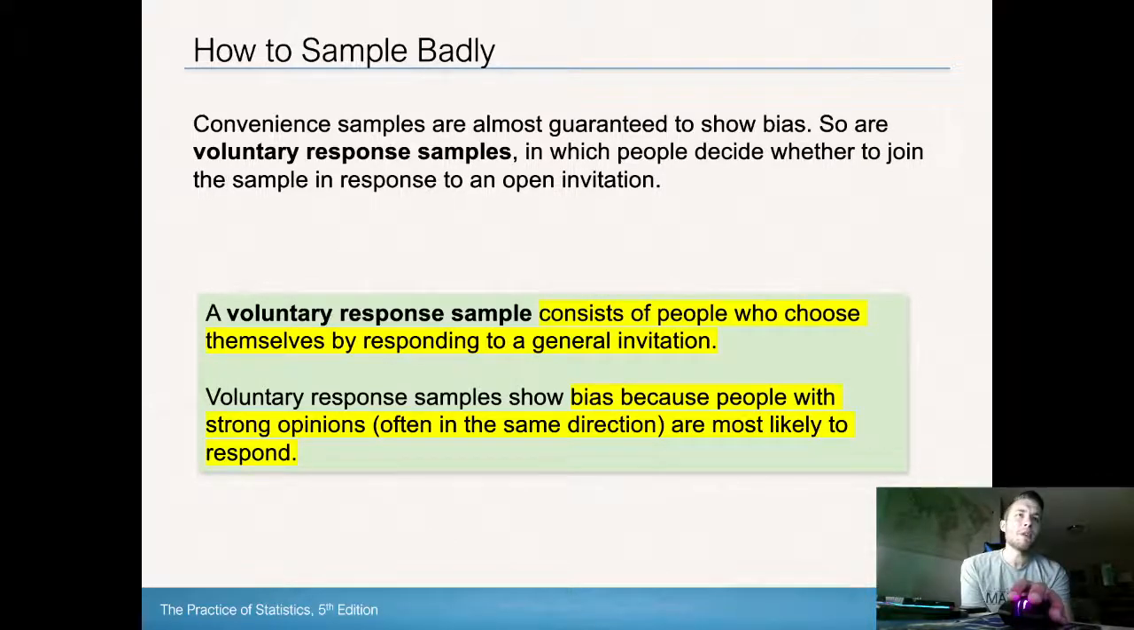But I said, okay, well, what if there was no reward? Would you ever do it? And they're like, well, no, definitely not. So at that point, who is going to fill them out? Well, it's going to be people with strong opinions.